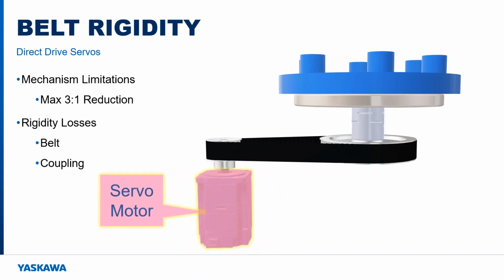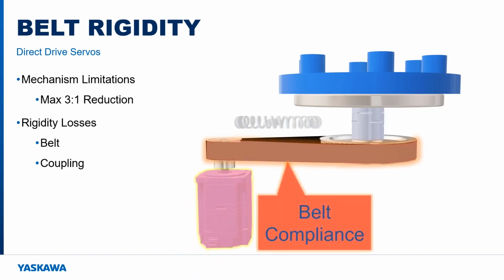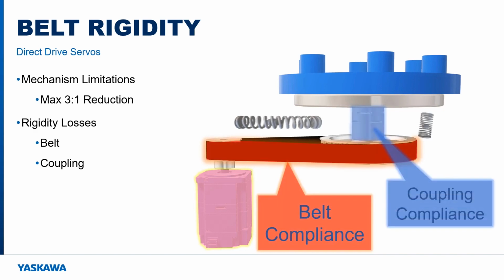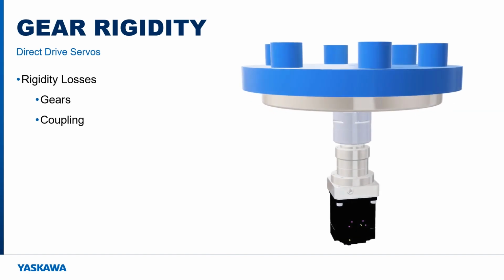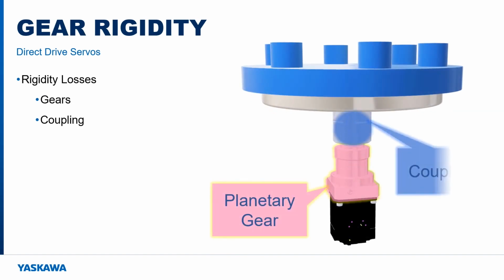In this example, as the motor begins to turn, first the belt deflects according to its spring constant, then the coupling deflects before the load finally moves. Rigidity losses also occur due to motor couplings and long machine shafts. With a gear-driven transmission, a servo coupling connects the gearbox output to the rotary load.